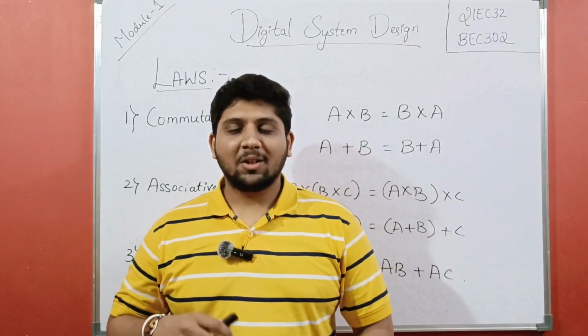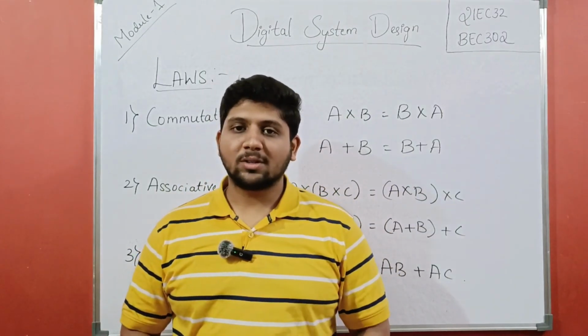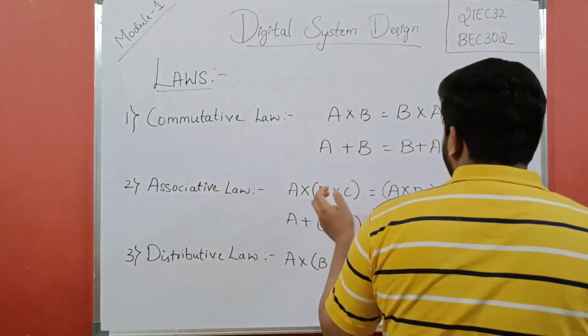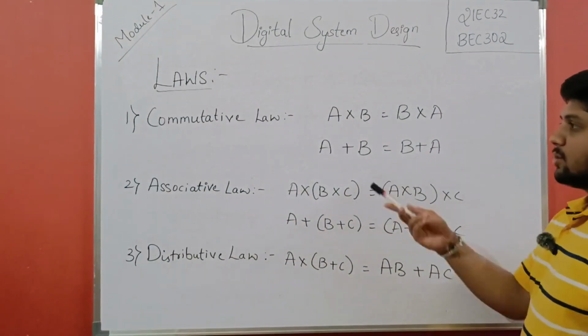Today we're going to discuss the laws and rules of Boolean algebra in order to solve problems with canonical forms of both POS and SOP. When we talk about laws, there are three important laws that you have to keep in mind: commutative law, associative law, and the distributive law. So the first law is the commutative law.